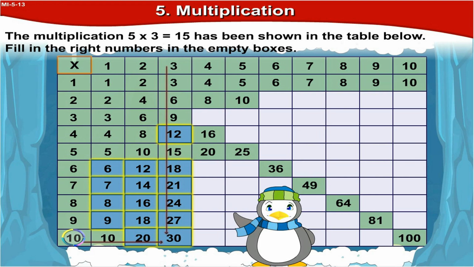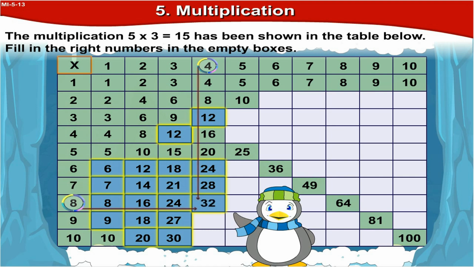Now in the next column we have number 4. 4 multiplied by 3 is 12. So we write 12 over here. 4 multiplied by 6 is 24. So write 24 over here. 4 multiplied by 7 is 28. 4 multiplied by 8 is 32. 4 multiplied by 9 is 36. 4 multiplied by 10 is 40. So write 40 over here.